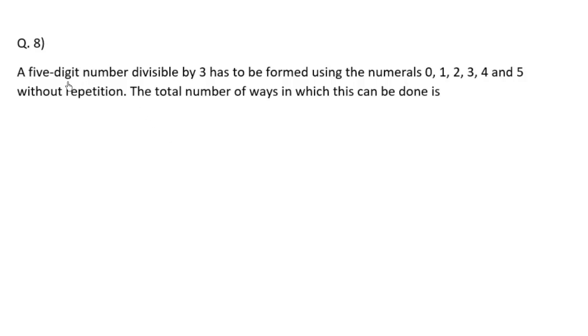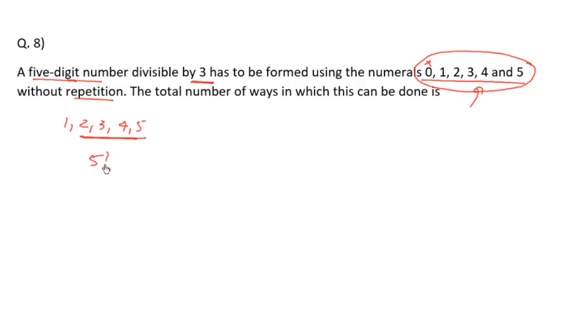Now question number 8 says that we have to make a 5-digit number which would be divisible by 3, and that number should contain these digits without repetition, right? So if we observe, there are 6 digits, but the number formed should be of 5 digits, which is divisible by 3. We all know the divisibility criterion of 3 is that the sum of the digits should be a multiple of 3, right? So clearly, if I exclude 0 and only take 1, 2, 3, 4 and 5, using all these numbers we can create a number which is a multiple of 3, hence it will be divisible by 3. So clearly one way is the arrangement of all these, which is nothing but 5 factorial or 120.